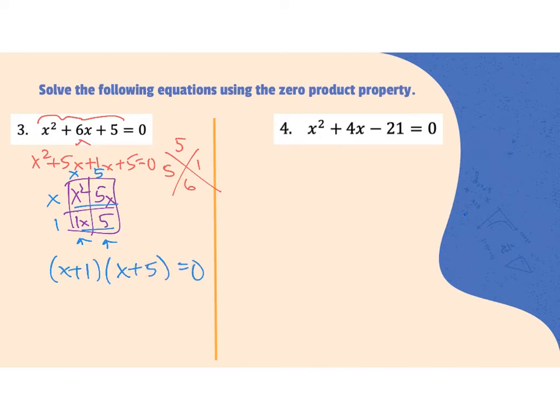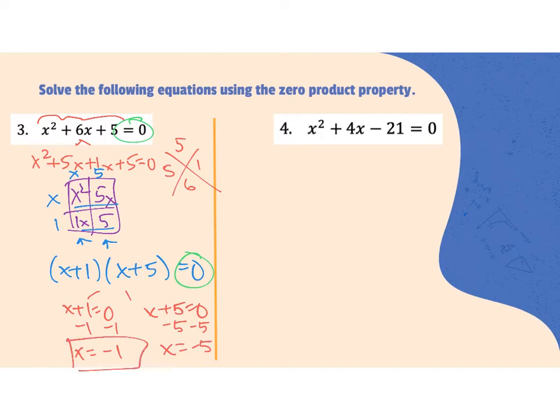And that's where, because it's all still set equal to 0, I still have that. So that's where I now split them apart. X plus 1 equals 0, x plus 5 equals 0. So then I subtract the 1, get x equals negative 1, subtract the 5, get x equals negative 5. So your two solutions are x equals negative 1 and x equals negative 5.